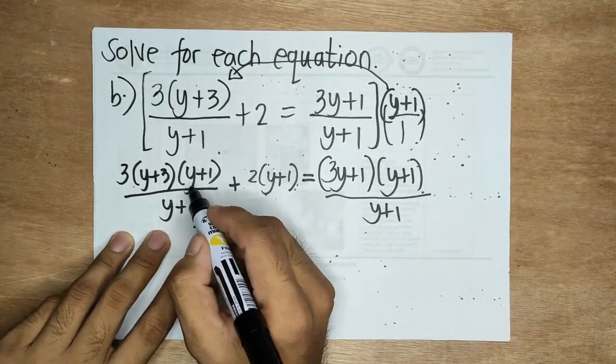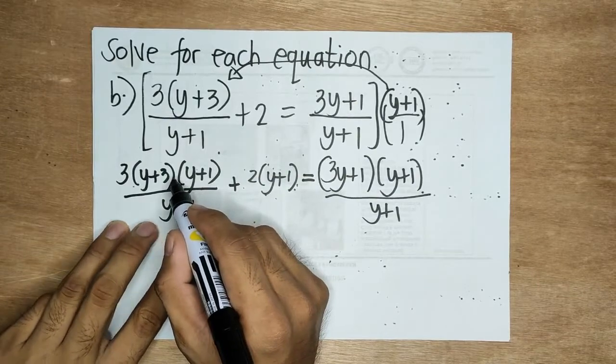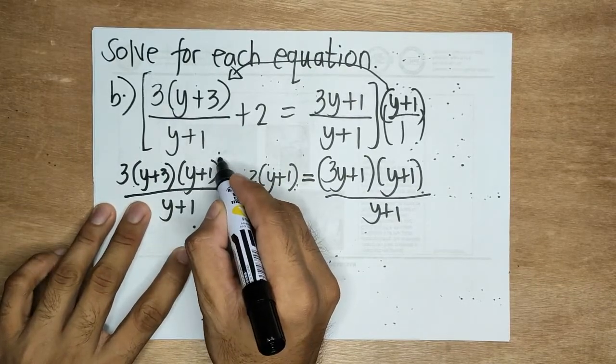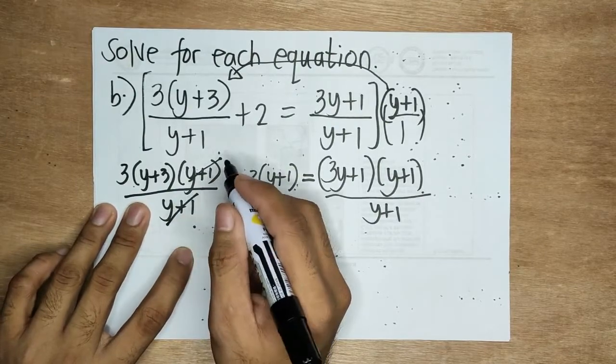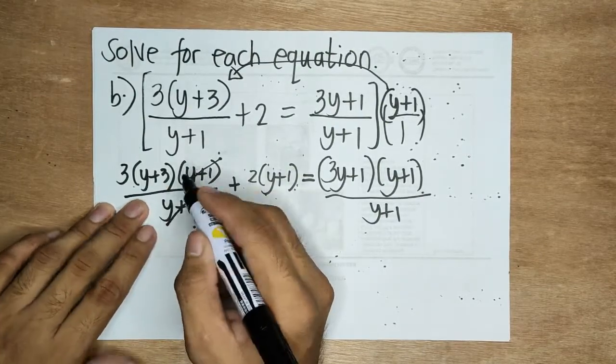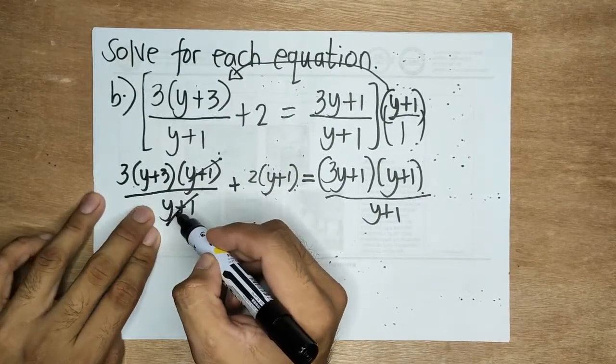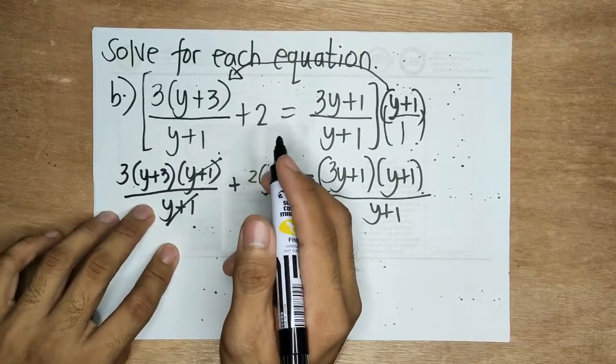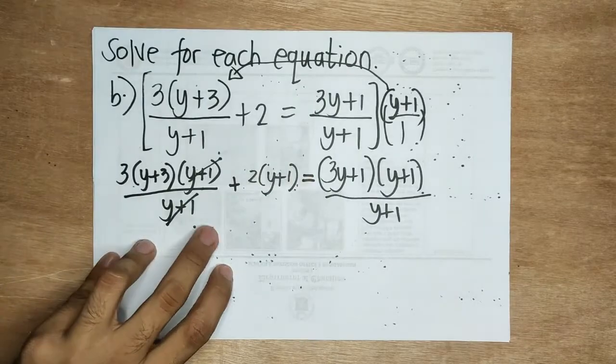Again, you can only cancel if the operation that separates here ay multiplication. You can cancel the entire y plus 1 here. Hindi mo pwedeng i-cancel lang si y. But hindi mo pwedeng i-cancel yun, tas ito, hindi pwede. Ang pwede mo i-cancel ay yung factor. We cancel factors. We do not cancel terms.